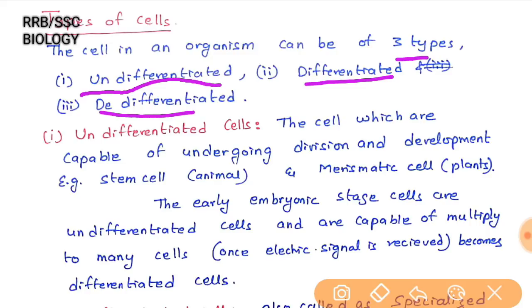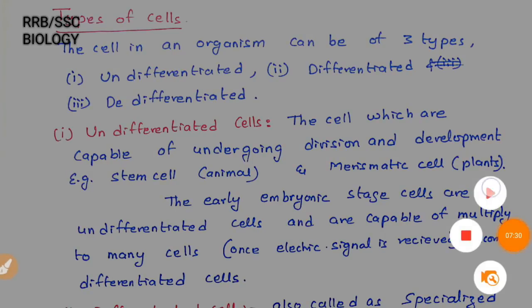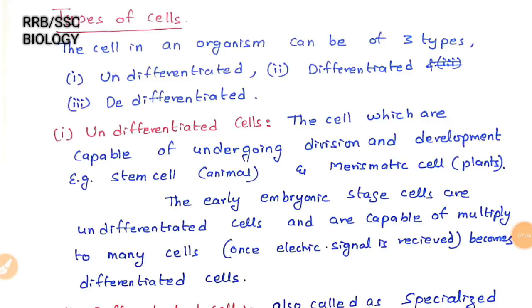These are general cells in us, and they can be modified into differentiated cells by an electric signal. These general-purpose cells are capable of doing any kind of job, but they have to be directed by some signal or chemical reaction, friends. As of now, we have to remember that undifferentiated cells are capable of undergoing division and development. They are found in early embryonic stage cells and meristematic cells.